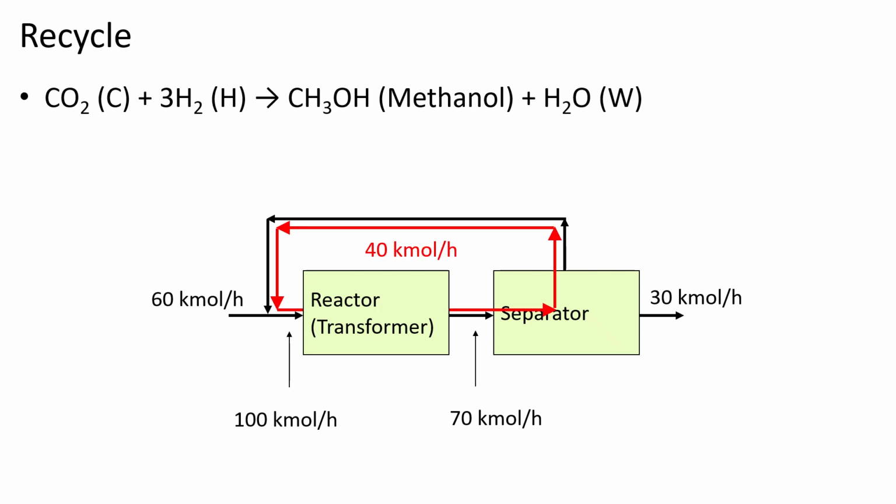Look at this recycle stream. This recycle stream circulates 40 kmol per hour around and around through the reactor and the separator. By doing this, though, we can recover and reuse the raw materials and not lose the value of them.